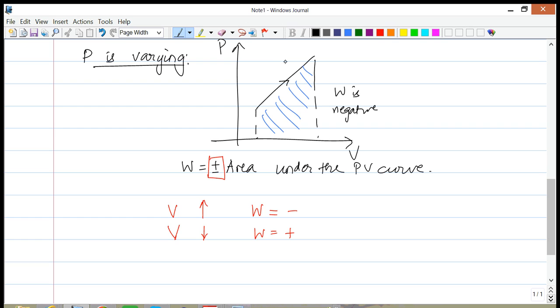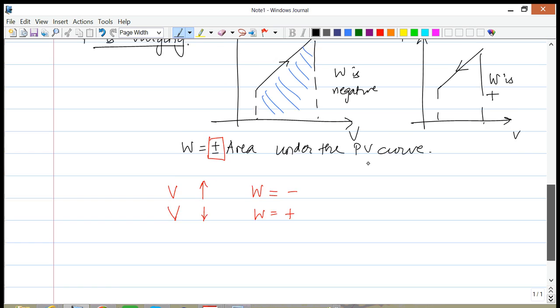Okay, and on the other hand, if I have P versus V, and if the process is simply the opposite direction, then once again we find the work done by finding the area, but in this case W is positive. So keep this in mind. It's very simple to keep track of.